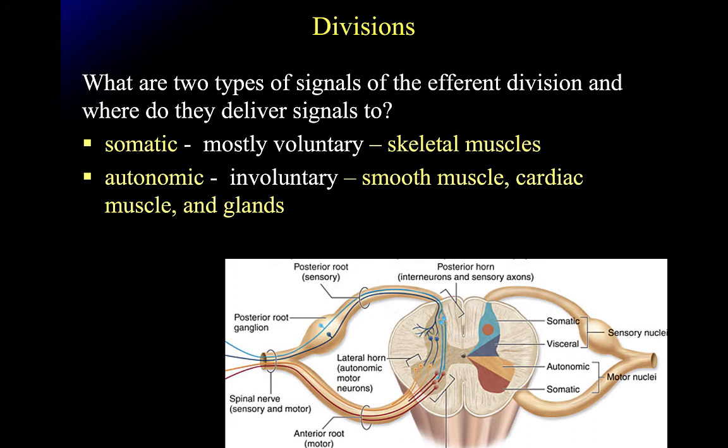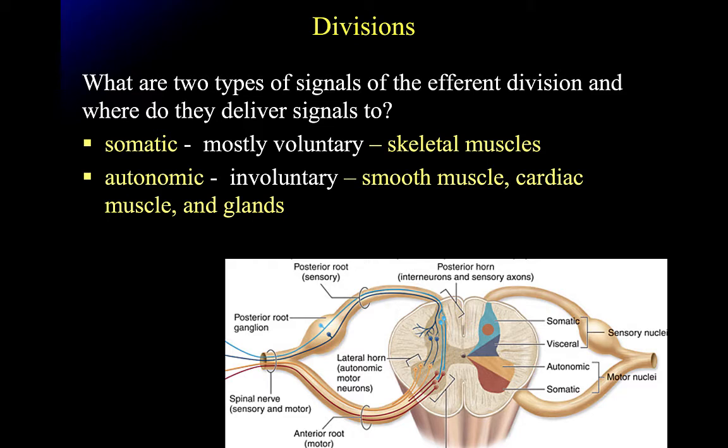Now, in the efferent division, we again have somatic, so we're using that word repeatedly. That's probably important. We want to learn this word. We also had somatic cells, which happen to be the general body cells. Somatic efferent signals are going to be the voluntary ones. They're the ones that go to skeletal muscles. And then the opposite of this would be autonomic. These are the involuntary signals that go to smooth muscle, to cardiac muscle, and to glands.